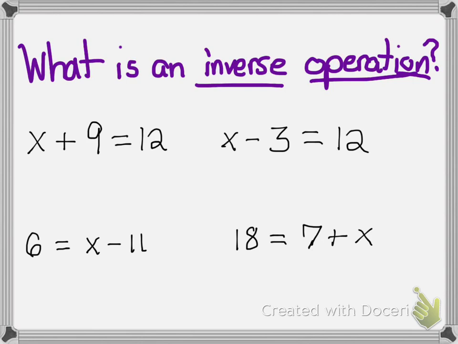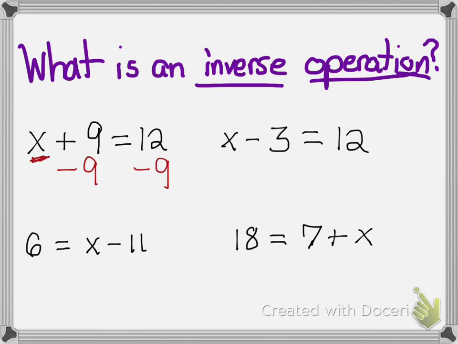For example, as you can see, x plus 9 equals 12. The opposite of adding is subtracting. So the inverse operation will be to subtract 9 on both sides. And again, I'm subtracting the 9 because that's on the same side as the x. All right, let's look at the next example.